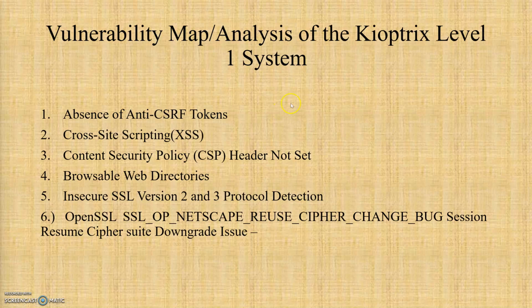The vulnerability map analysis of the Q-Objects level 2 system is as follows. The first one, absence of anti-CSRF tokens. Second one, cross-site scripting. Third, content security policy header not set. Fourth, browsable web directories. Fifth, insecure SSL version 2 and 3 protocol detection. And sixth, OpenSSL vulnerability.